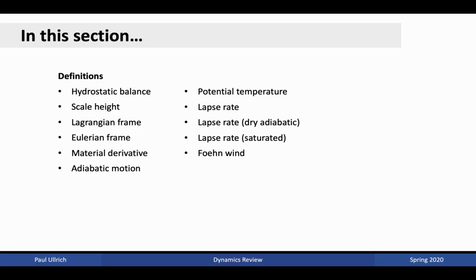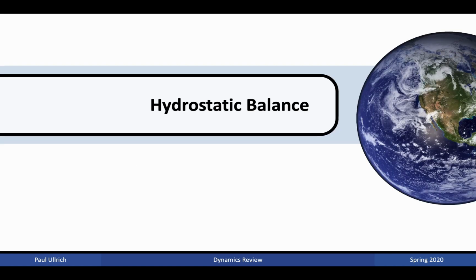In this section, we're going to learn definitions of hydrostatic balance, scale height, Lagrangian frame, Eulerian frame, material derivative, adiabatic motion, potential temperature, lapse rate, dry adiabatic, saturated lapse rate, and Foehn wind. The first concept that we're going to be touching on is hydrostatic balance in the atmosphere.